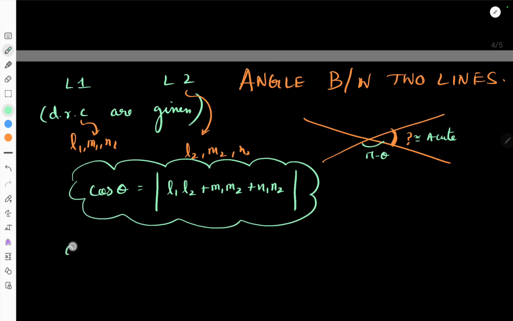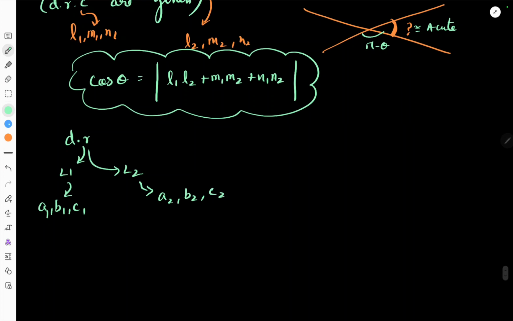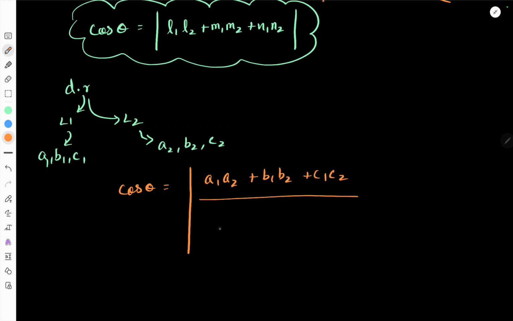And if directional ratios are given, directional ratios of line 1 and line 2. So line 1 I will take A1, B1, C1, and for line 2 I will take A2, B2, C2. So now if the directional ratios of two lines are given, we have to find the angle between the two lines. So it will be modulus of A1 A2 plus B1 B2 plus C1 C2, the whole divided by root of A1 square plus B1 square plus C1 square into root of A2 square plus B2 square plus C2 square.